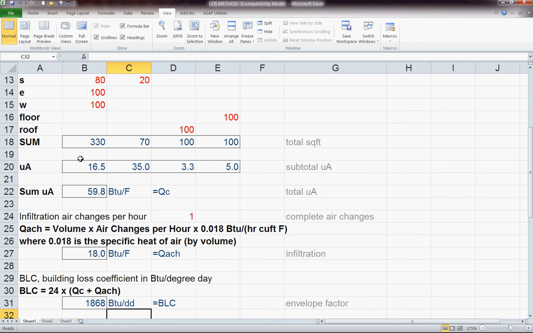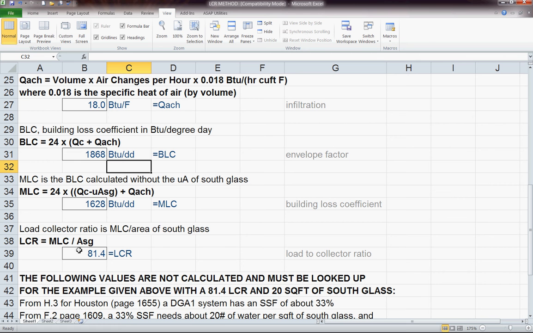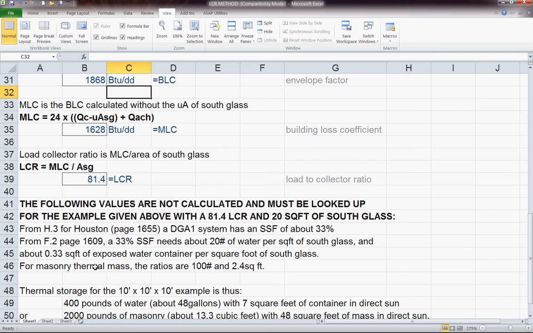Get the sum of the areas, the UA products, the sum of the UA products, add in the air change. This is all familiar to you by now. The sum of those two multiplied by 24 gives us the building loss coefficient. The same calculation excluding the UA of the south glass gives us a slightly different number, which we'll call the modified loss coefficient. If we know that coefficient divided by the area of south glass, we can find the load collector ratio. And then it is basically lookup values.